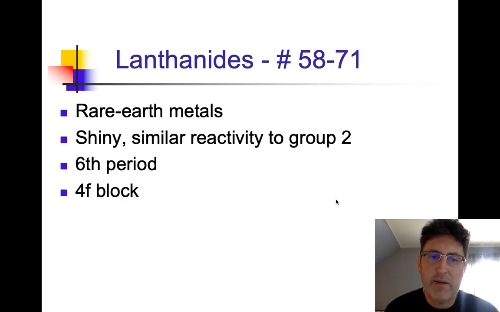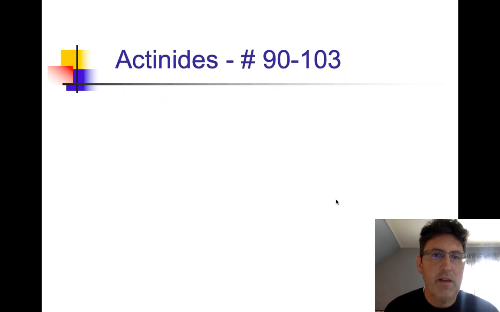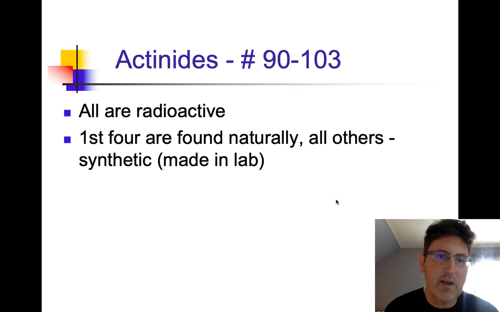They're in the 6th period in what we call the 4F block. But they are very rare. As you can see, they are found in nature, so they can be mined and extracted, but they are very rare. And lastly, our actinides, 90 through 103, down at the bottom, they are all radioactive.